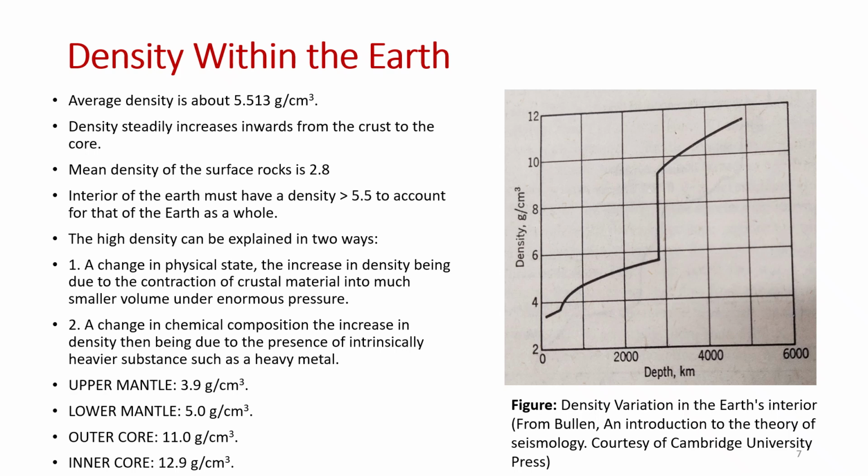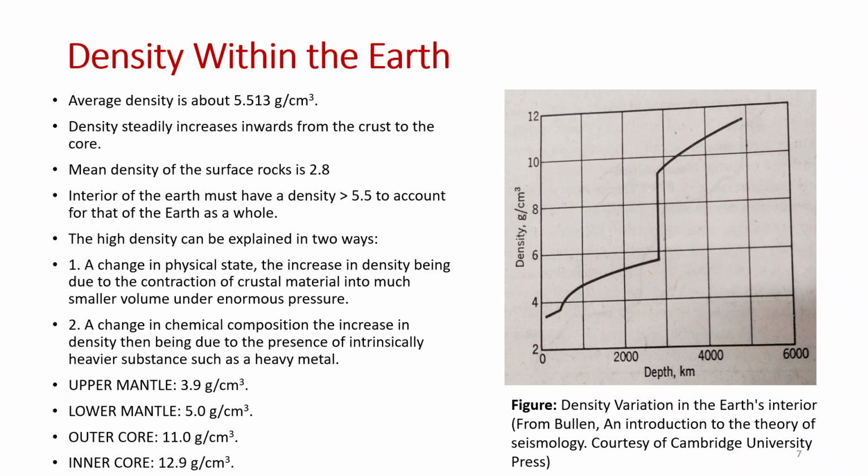Coming to the density within the earth, we know that the average density is about 5.5, and the density steadily increases inwards from the crust to the core. The mean density of the surface rocks is 2.8, so the interior of the earth must have a density greater than 5.5 to account for the earth as a whole.